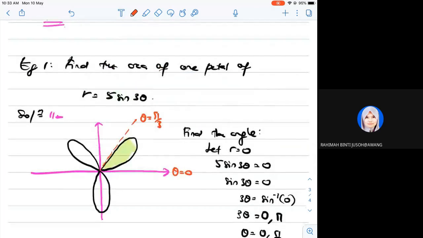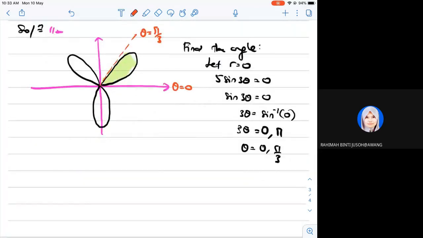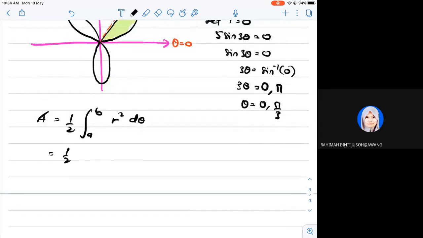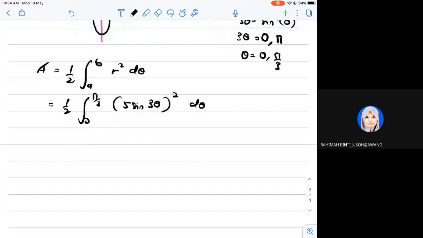Okay, soalan ni nak apa? One petal. So kita tak payah darab 3 lah. Just calculate for one petal only. Okay. So now the area equals to 1 over 2 integration from a to b r squared d theta. So we will have equals to 1 over 2, and then from 0 until pi over 3 r squared. So 5 sine 3 theta, macam kuasa pula, sine 3 theta squared d theta like this. Okay. So right now we have 5 squared, so 25 over 2.